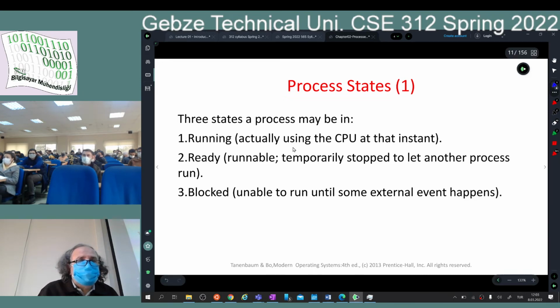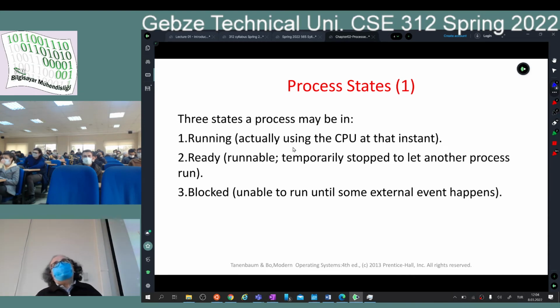The other one is that the process is ready, but it is not running. So if the process had the CPU, it can continue. Everything is ready, but it is not running. It is waiting in the ready queue. And the third case is the blocked case. Even if I had the CPU and everything, I cannot continue because I am waiting for something to happen. I am waiting for data from the keyboard, I am waiting for data from the network, or I am sleeping.